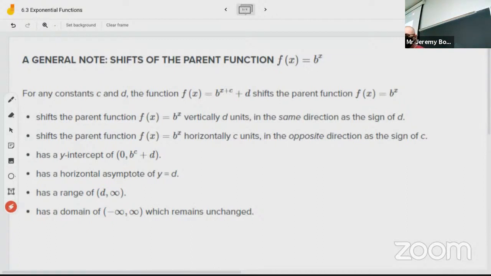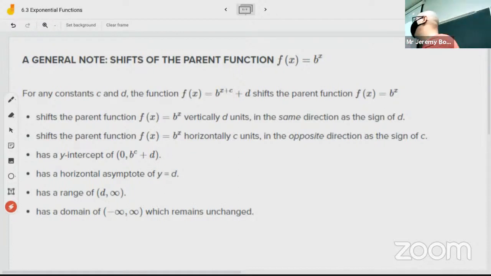And here's some other stuff. Remember we talked about the y-intercept before is always 0 and the initial value. Well, that can change if you have that plus d, and the c actually will change too. So it's always going to be 0, comma, b to the c plus d. That's going to always be your y-intercept for all the exponential functions without making any generalizations.